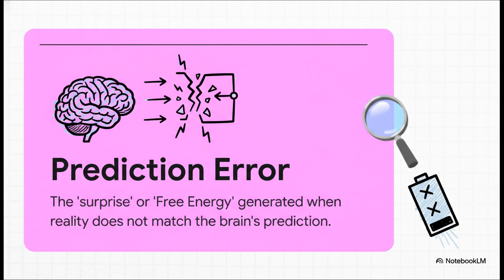And every single time there's a mismatch, it generates this error signal. And here's the kicker. Processing that error is work. It's metabolically expensive. It literally drains your energy. It's a tax on your system.